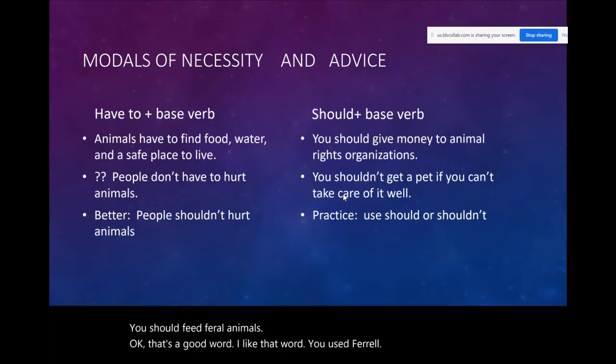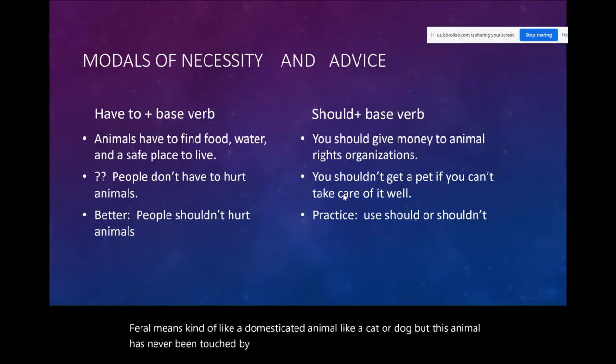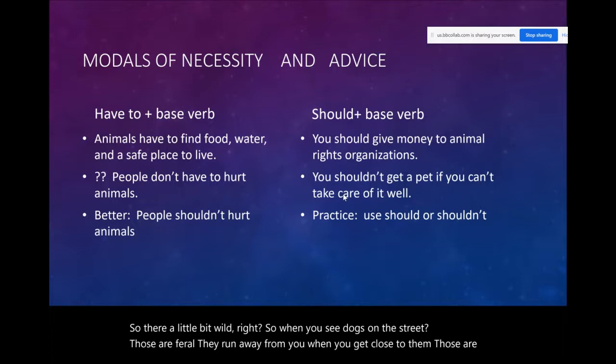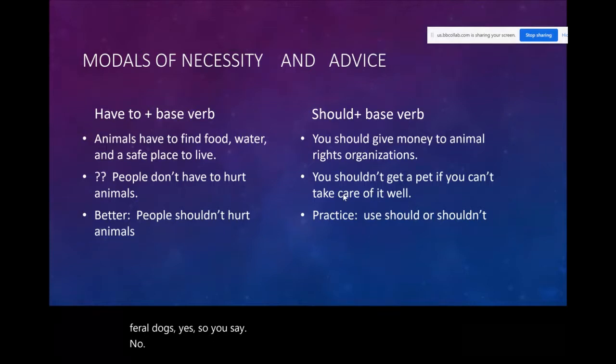Feral means kind of like a domesticated animal, like a cat or dog, but this animal has never been touched by humans, so they're a little bit wild, right? So when you see dogs on the street, those are feral. They run away from you when you get close to them. Those are feral dogs. I have seen feral cats around me in the temple, and they're very friendly with me. And I also usually feed the animals at the park, like ducks and squirrels.